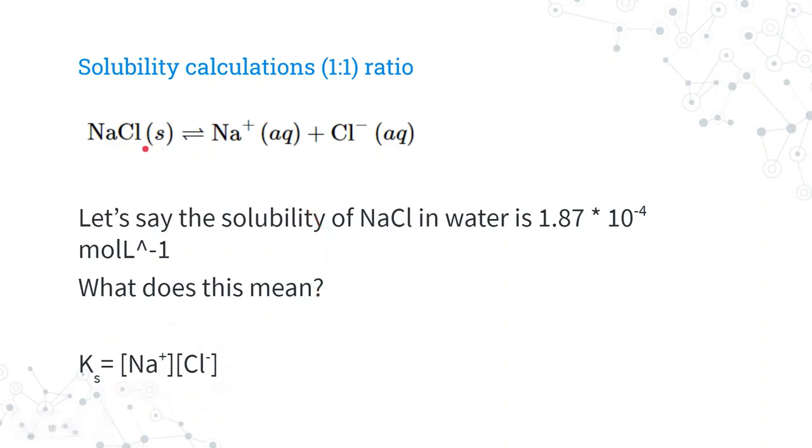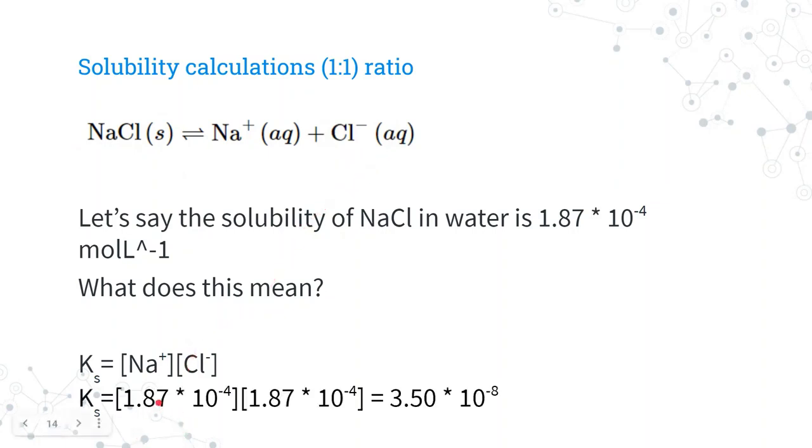If you look at this equation here, we can see that when we have 1 mole of sodium chloride, it gives us 1 mole of Na plus and 1 mole of Cl minus. Because all the Na plus in the solution is formed by NaCl dissolving, we know that the two concentrations are exactly the same. So we know that the solubility of NaCl, or the concentration of NaCl that dissolves in water, is equal to the concentration of Na plus and the concentration of Cl minus.